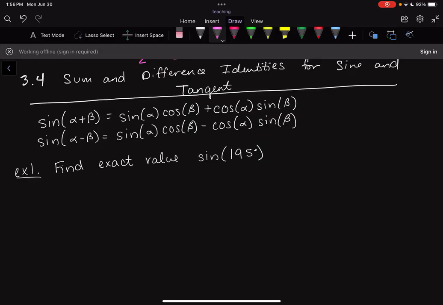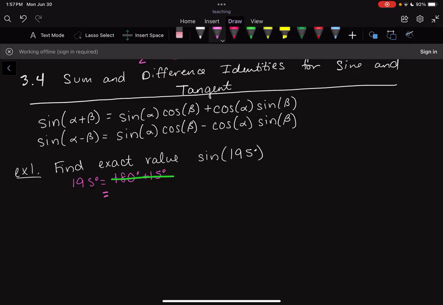So again, with this one, we want to find two angles that could add up to get to 195. So let's see, a common one I'll get is 180 and 15. The reason that's no good is because I don't know anything about 15 degrees. Like I don't know sine, cosine, or anything of 15. So no good.